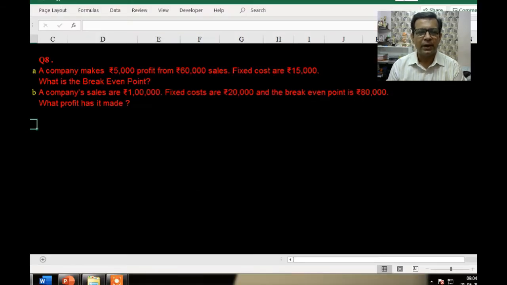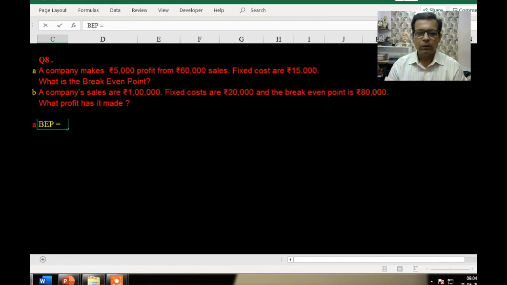Let's do our question number 8. What it says: a company makes rupees 5,000 profit from 60,000 sales. Now, what they are saying is profit earned 5,000 from a sales of rupees 60,000. Fixed cost are rupees 15,000. And what we need to calculate is our break-even point. So let's start with the first part. What we need is a break-even point.